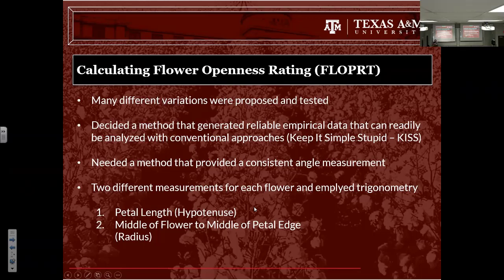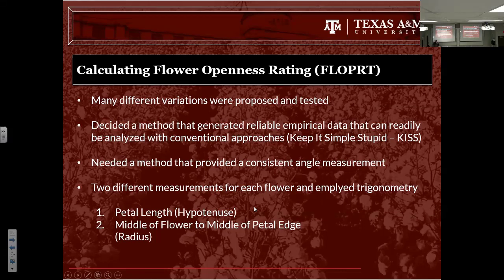So calculating flower openness rating, since this is a pretty new, novel idea, we definitely went through a lot of trial and error, trying to figure out what would be the best way to measure this. I think we went through 4 to 5 different ways. And finally, we just went with the KISS situation, where it's keep it simple, stupid.